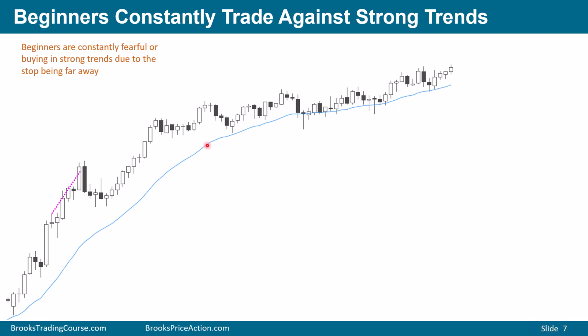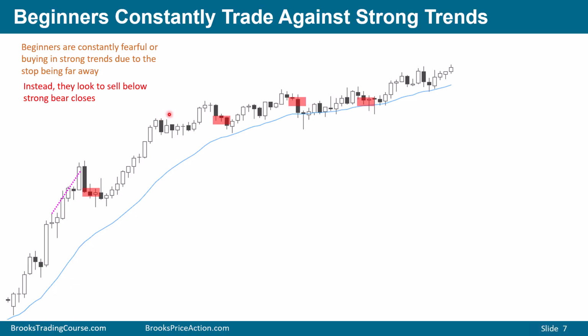So what do they do? They do the exact opposite. Instead, they look to sell below strong bear bars. They think to themselves, if I sell and I put a stop up here, that's a parabolic wedge, and if I'm right, we could plunge all the way down here. If they sell here, same thing.